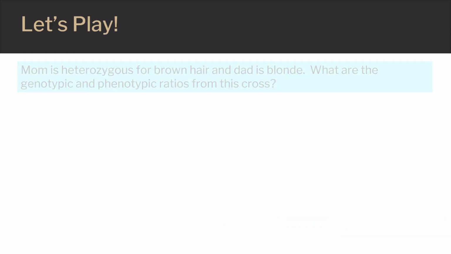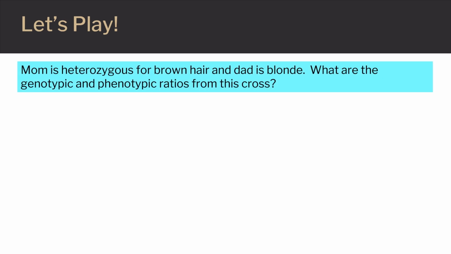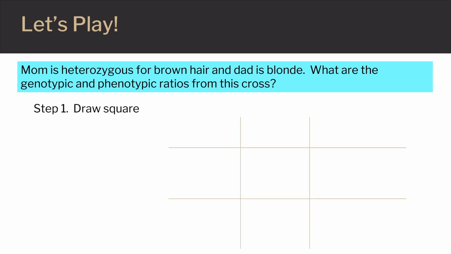Now that we know the basics, let's put it into practice. If mom is heterozygous for brown hair and dad is blonde, what are the genotypic and phenotypic ratios for the cross? Remember that we've chosen the letter A to code for hair color. The first step is to draw the Punnett square. Again, this would resemble a game of tic-tac-toe.